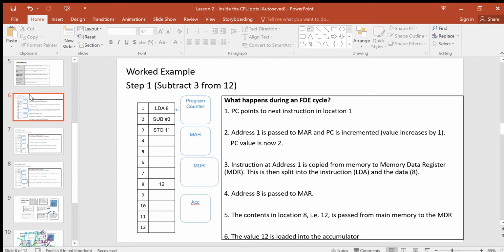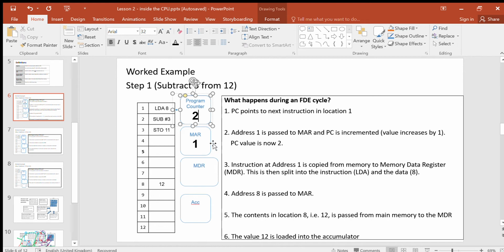So, every FDE cycle is started by the value in the program counter. Now, because RAM starts at location 1, the value in the program counter at this point is 1. That value is then copied to the MAR, so the MAR knows what address to go to. Now, at this point, the program counter is incremented. What that means is the value is increased by 1. So we set that program counter value to 2 and then we leave it alone for a bit.